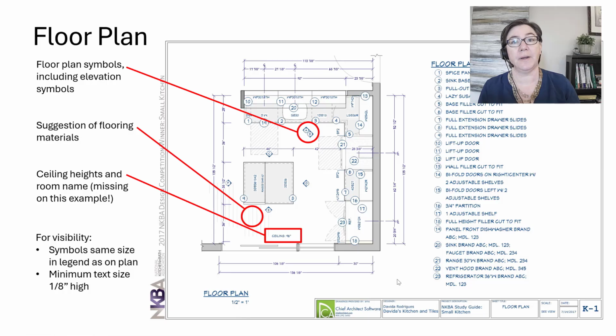What else is included on the NKBA style floor plan? We're going to see symbols, and here is an example right here. We have some elevation symbols that tell us to go look for elevation A for that interior elevation.